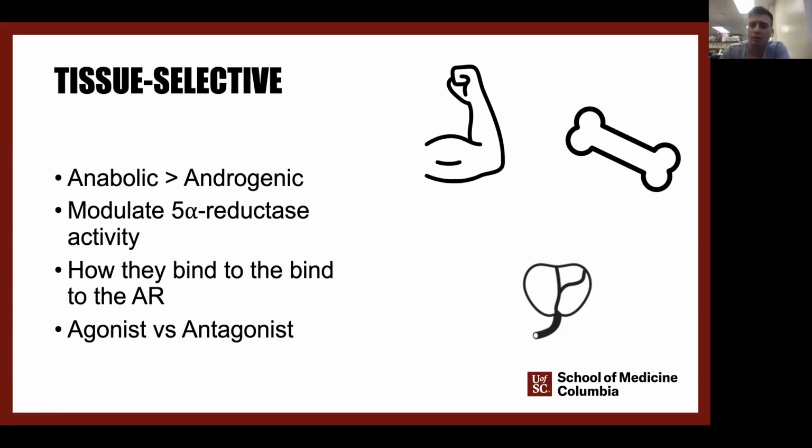Most of these SARMs, if not all of them, are preferentially active in skeletal muscle and bone, with limited or a very small amount of action on tissues like the prostate. All right, this is the prostate down here. So how can this be? Again, we don't necessarily understand the intricacies of these mechanisms, but from the data we have thus far, either A, it's going to impact 5-alpha reductase activity, or it's due to how these compounds bind to the AR in their specific tissues.